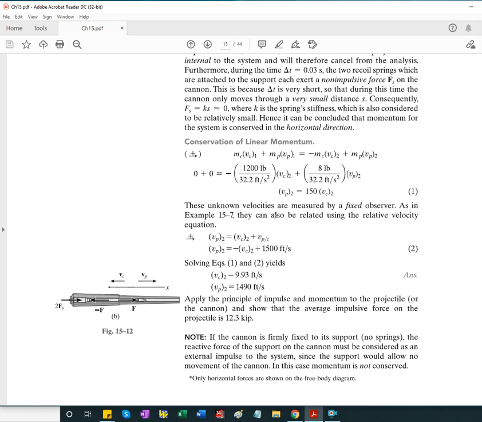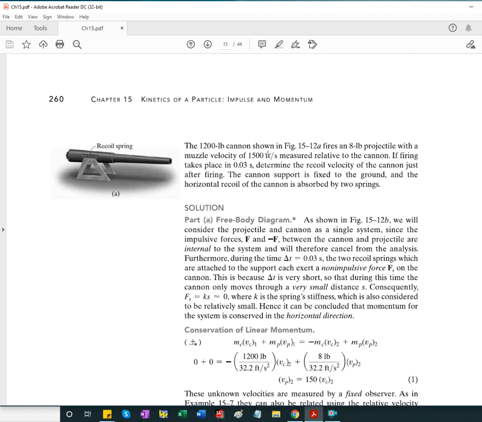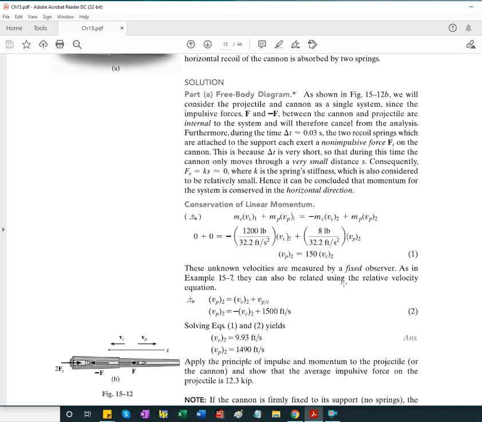And then we have the cannon moving backwards. We have the projectile, it's 8 pounds, moving forward. And this is the velocity of projectile relative to the cannon, which is in motion. So that's why this other equation. And what we know is your muzzle velocity would be the relative velocity between the projectile and the recoiling barrel.